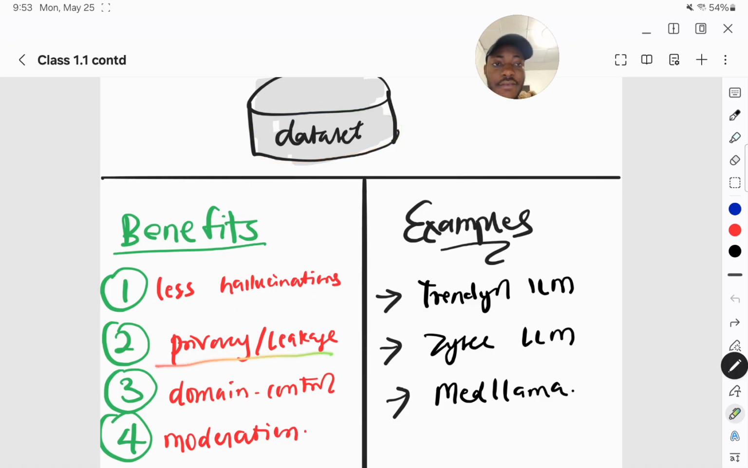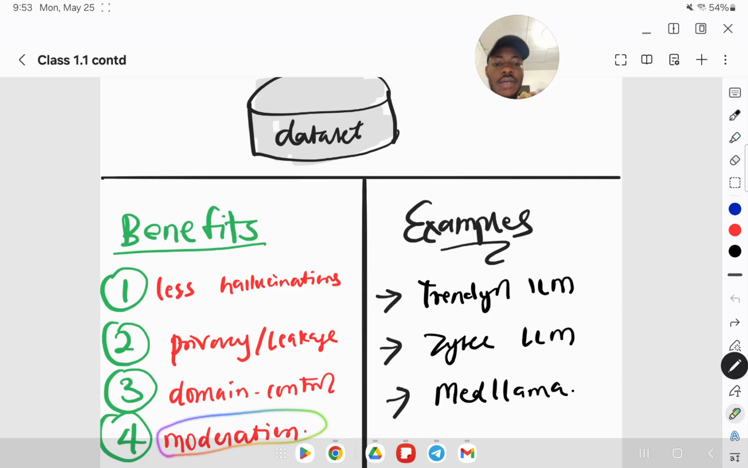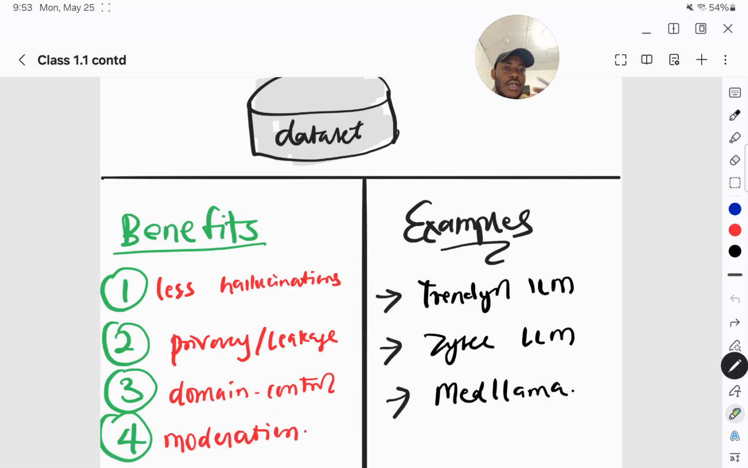It prevents privacy leakage. It also helps to adapt to domain control. It gives us more domain control over the kind of large language model we want to use, and it allows for moderation. We can moderate, we can customize, we can fine tune again to use the model for our taste and our desires. A typical example of a cybersecurity LLM is Trendio LLM.